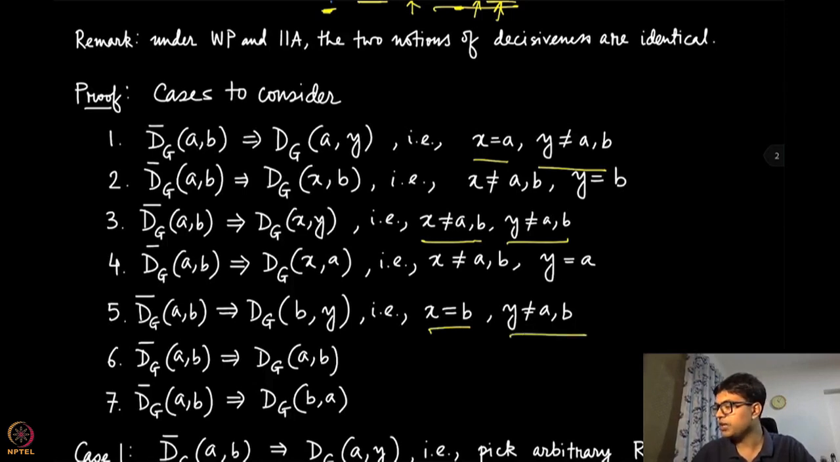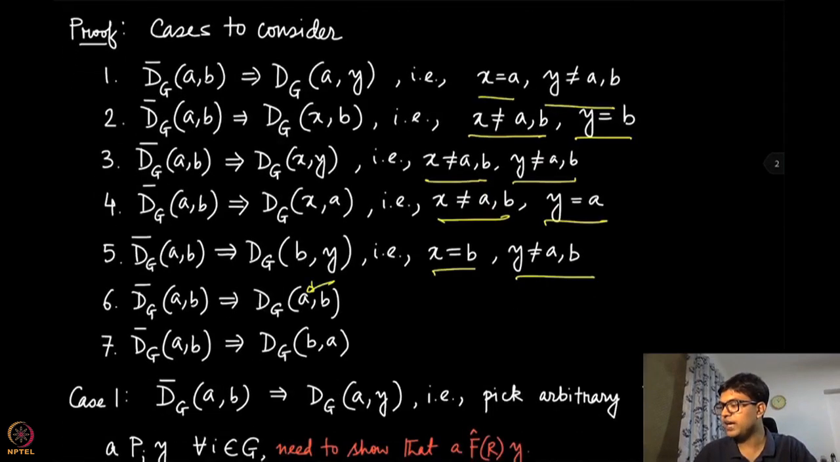Similarly, the other way around, Y can be equal to B or A, and X is not equal to any of A or B. And the last two conditions are that X is equal to A and Y is equal to B, and the other way around, X is B and Y is A. So this essentially lists down all possible cases. Just that we are going over all these cases in a specific order, such that in the proof, we can use the first two cases in the next set of cases.